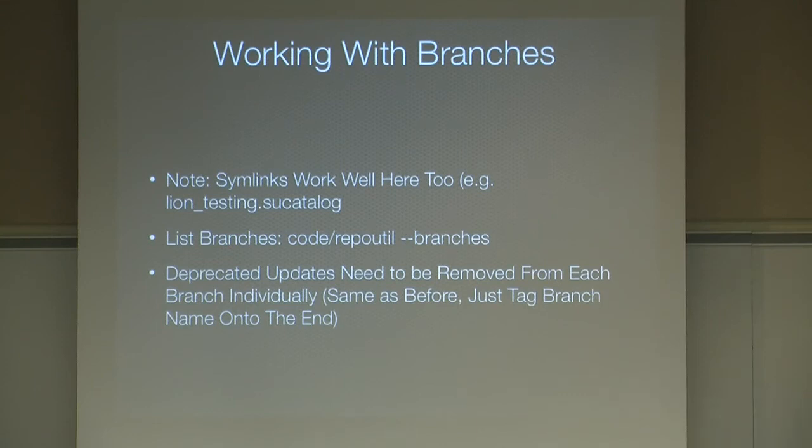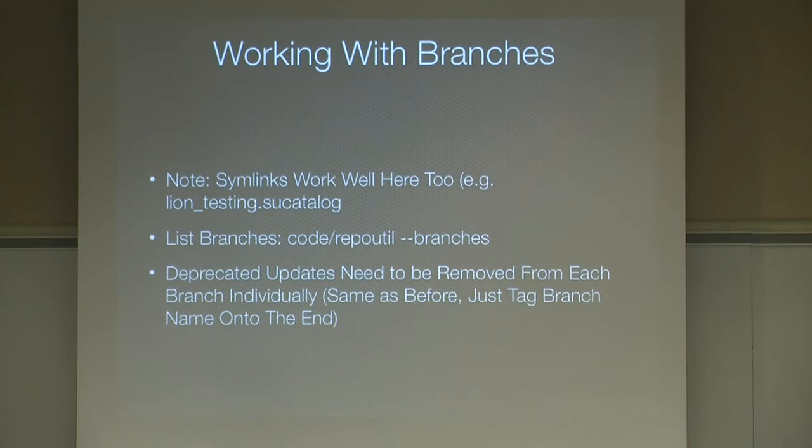So when you're dealing with branches, deprecated updates need to be removed from each branch individually. This is kind of one of the more tedious parts. If you go through and say add 10.7.3 to 10 different branches, well, 10.7.4 comes out, you've tested it, it's okay, you're going to push it to all the machines that point to all those different branches. What you then need to do, if you're going to remove the deprecated update, is go through and remove it from each branch.